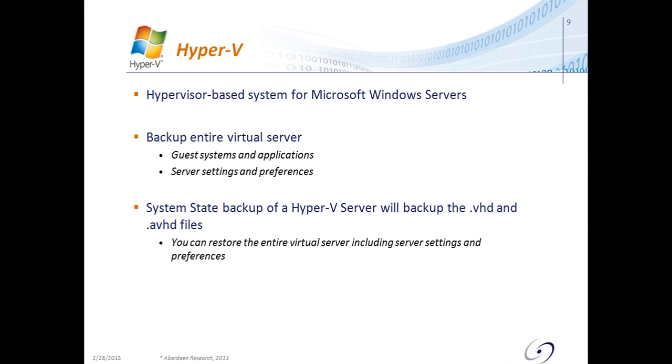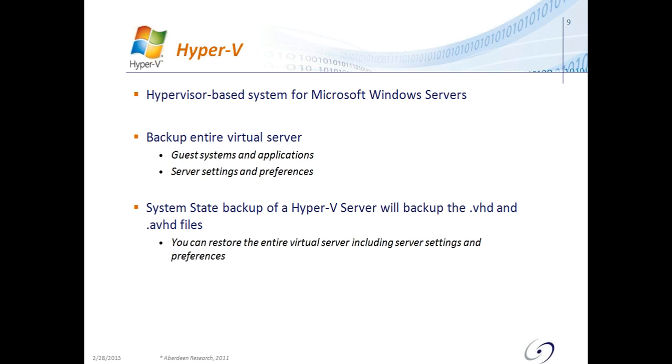So of course the hypervisor-based system for Microsoft Windows makes up the Hyper-V. But what they're telling you to do is basically to back up the entire virtual server. So of course there's the guest system and application, but also making sure you handle the server settings and preferences. A lot of that can be done through things like system state and other type backups. But with Microsoft developing a lot of their information and code base into the system state, the recommended way to do it is, yes, back up the system state, but then treat every virtual server as if it was a physical server and back them up as well.